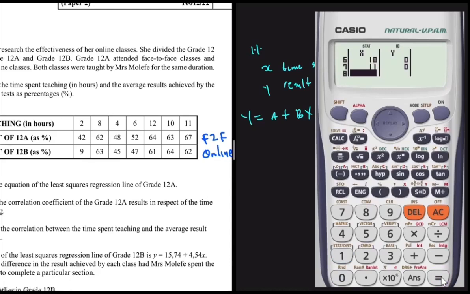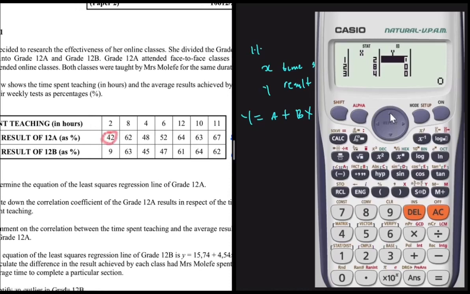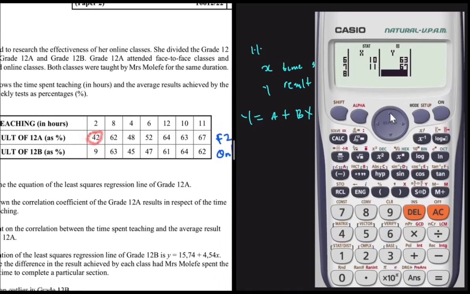Now I have to go to the y values. I'm going to move to that column and then move up to the first one. The first y value for 12A, the result, is 42, so I'm going to put 42. After 42 we have 62, then 48, then 52, 64, pressing equals, then 63, pressing equals again, then 67, and that's it. We only have 7 data points. After you put in all your numbers, you press equals.